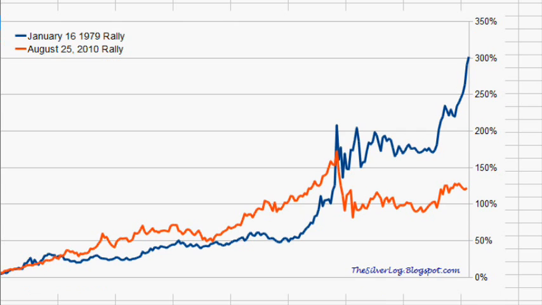We'll start off with a comparison between the 1979 rally and current. The 1979 rally, as of the same amount of time frames, was already up 300%. Therefore, to continue the comparison, at least even closely, it really needs to go vertical.